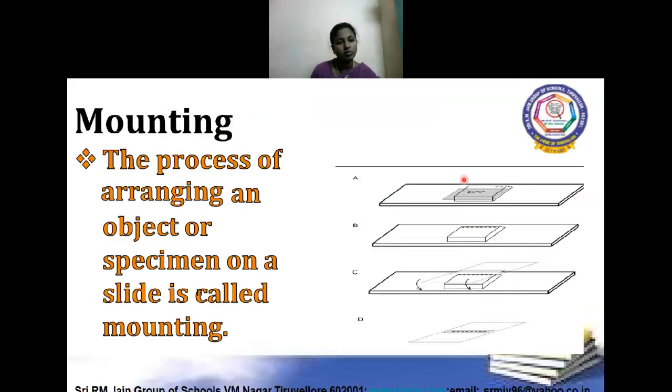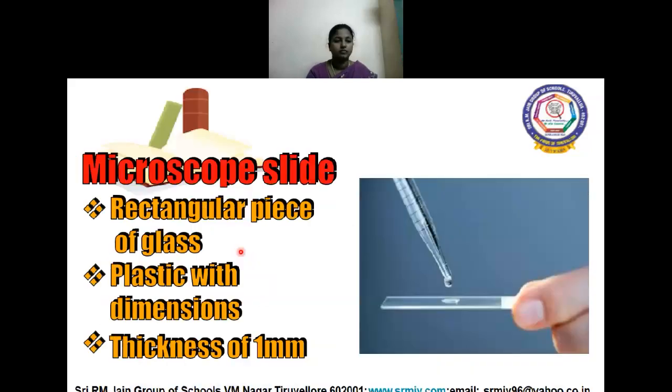Let us discuss mounting. The process of arranging an object or specimen on a slide is called mounting. Microscopic slide: it is a rectangular piece of glass or plastic with dimension 1 by 3 inches and thickness of 1 millimeter.